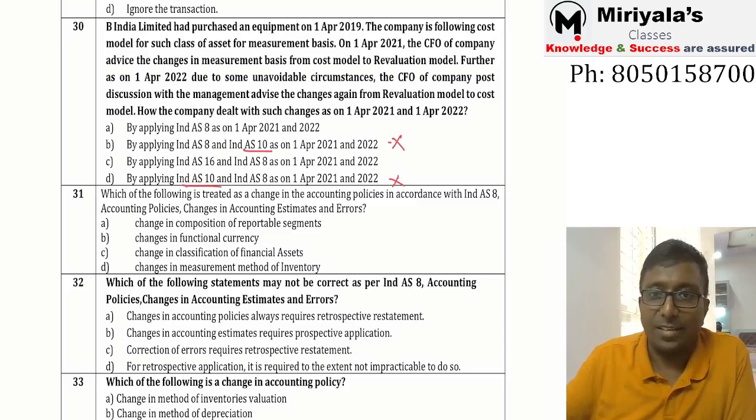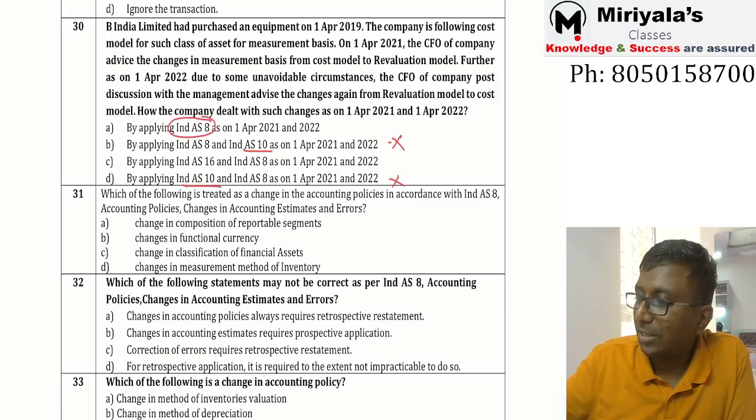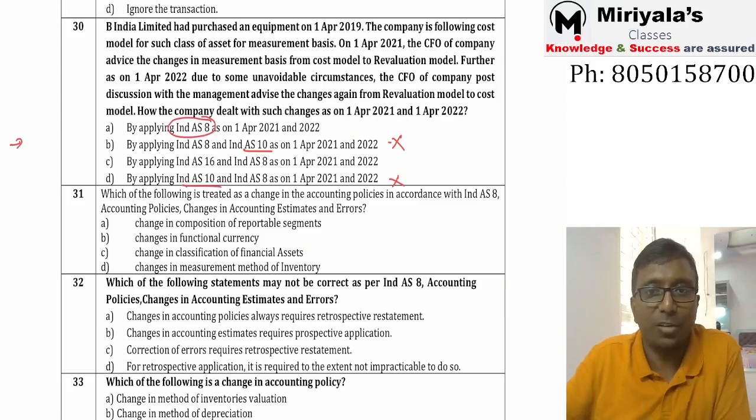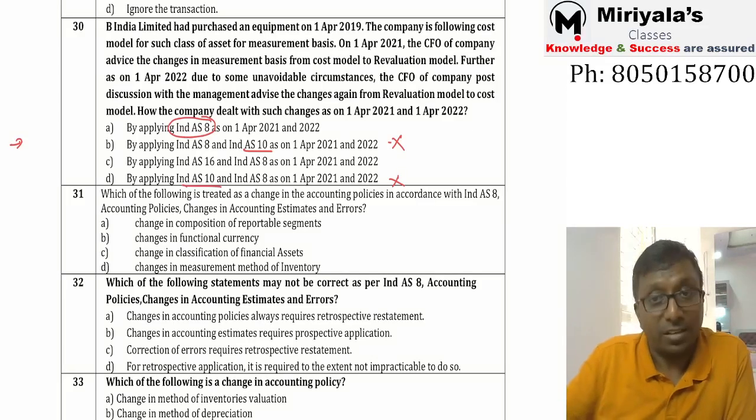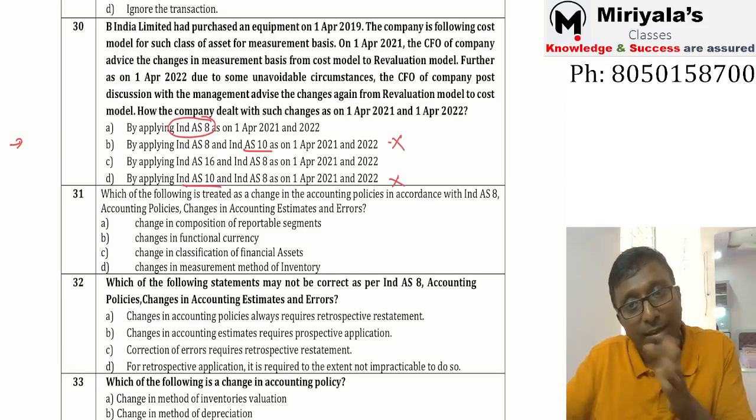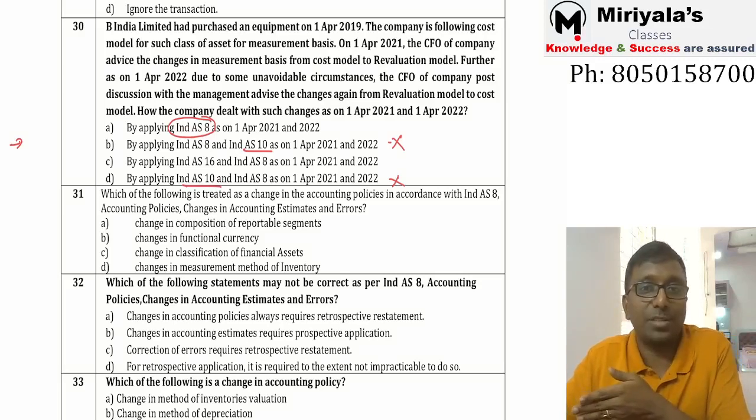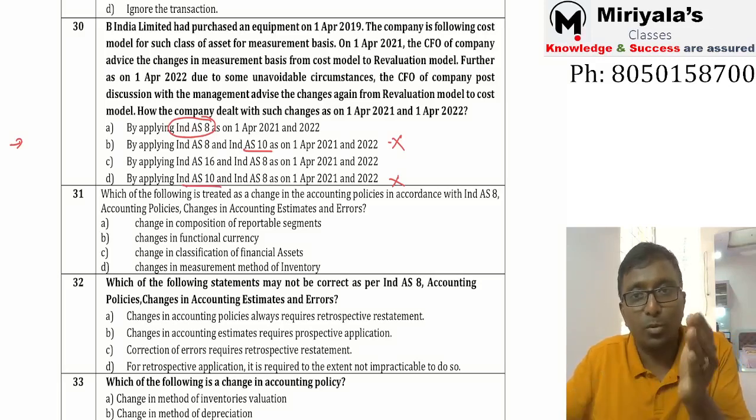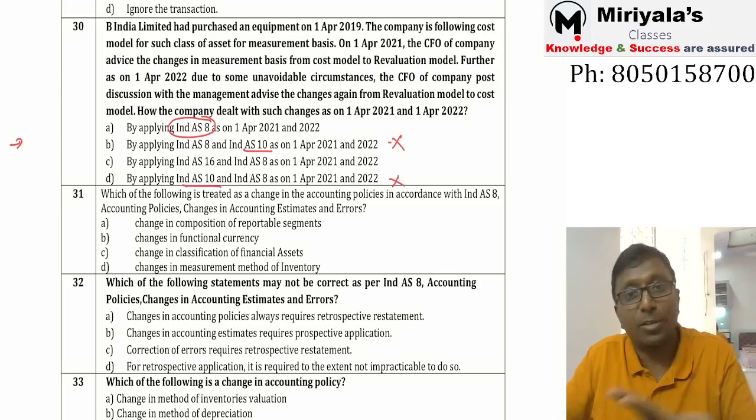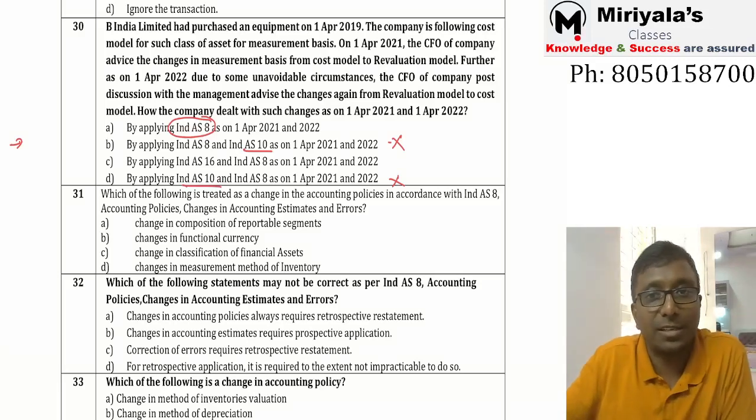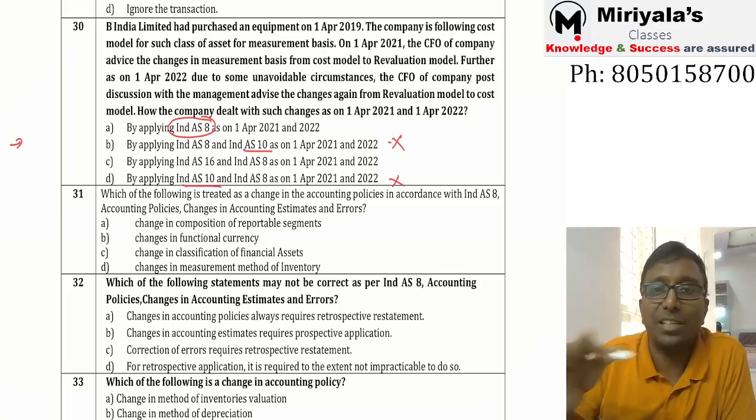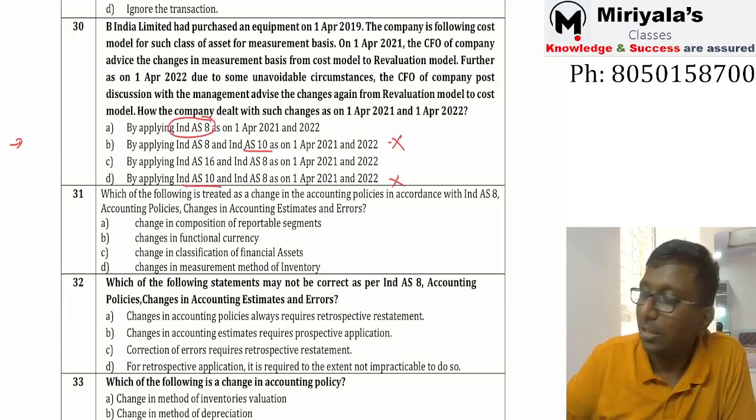Agree. Next, if you apply only Ind AS 8, it will tell you, hey boss, this is a change in accounting policy. You are supposed to go with a retrospective application. But with retrospective application, you are supposed to recalculate the depreciation and the book value, and revaluation is supposed to be done again. How you do revaluation is as per Ind AS 16; that will not be taught in Ind AS 8. So that's the reason C is the right answer.